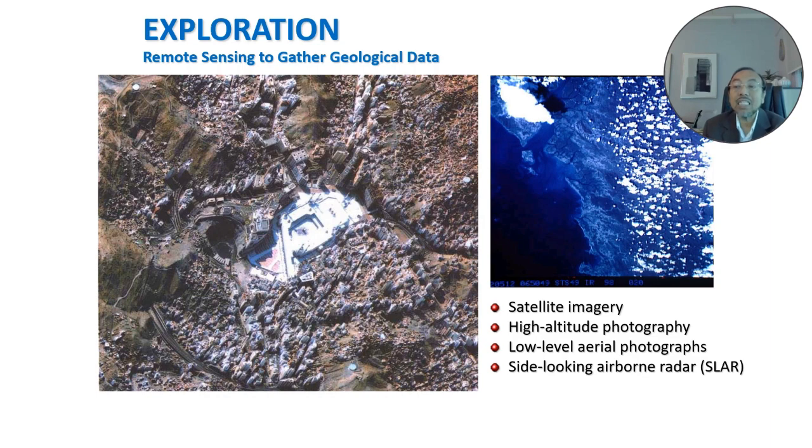Secondly, high altitude photography. Detailed mapping can be done using high resolution satellite imagery, high altitude photography. The third one is low level aerial photographs. Detailed mapping can also be done using low level aerial photographs. And lastly, side-looking radars are used to obtain higher resolution than conventional radar, improving the ability to recognize surface targets.